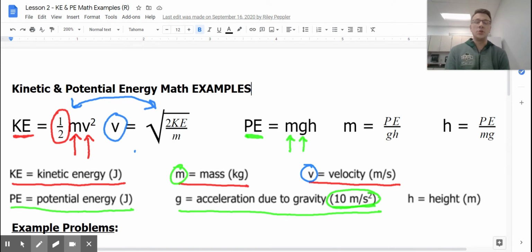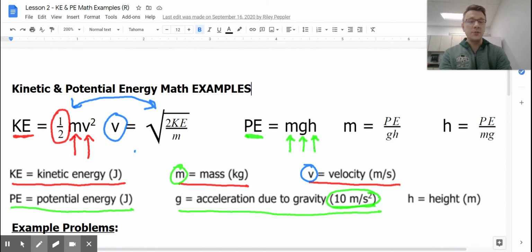Okay, and just remember that that is just the number 10. It's the units that are squared. The seconds are squared, so you don't have to square that number. You just plug in 10. So whatever the mass is, let's say 5 kilograms multiplied by 10 meters per second squared, you would just do 5 kilograms times 10, and then you would also need to multiply that by the height of the object.